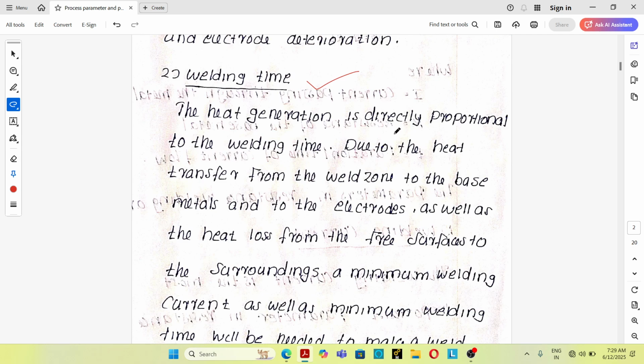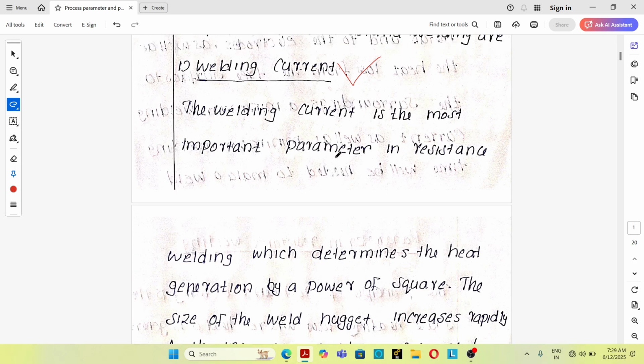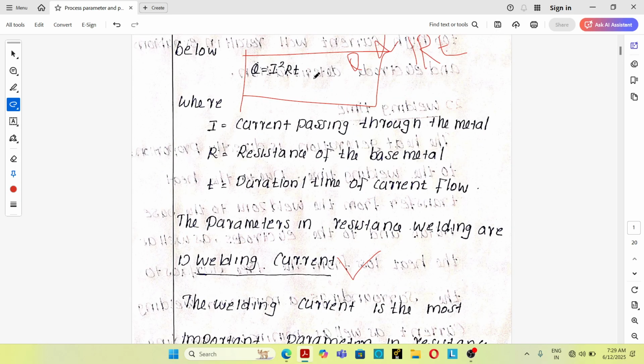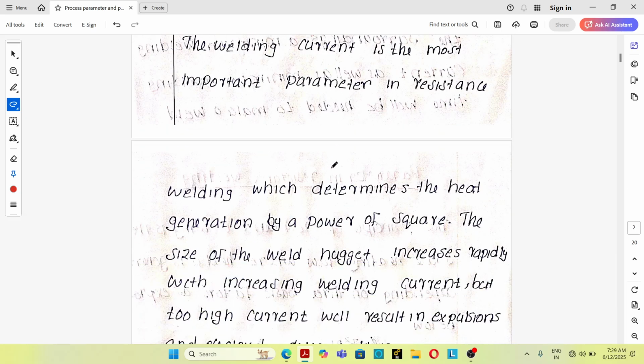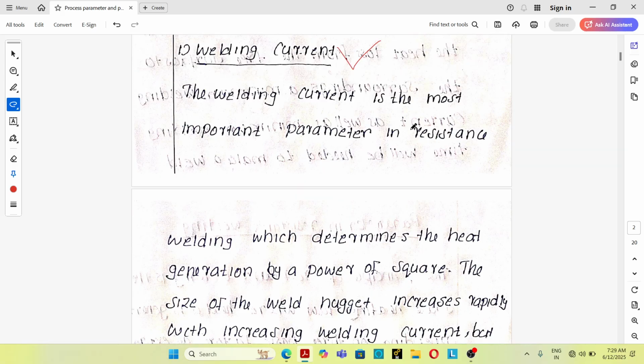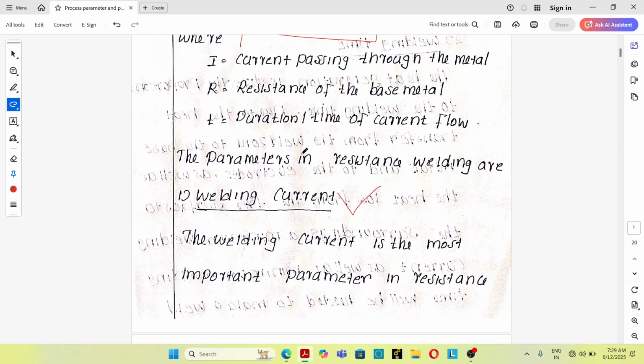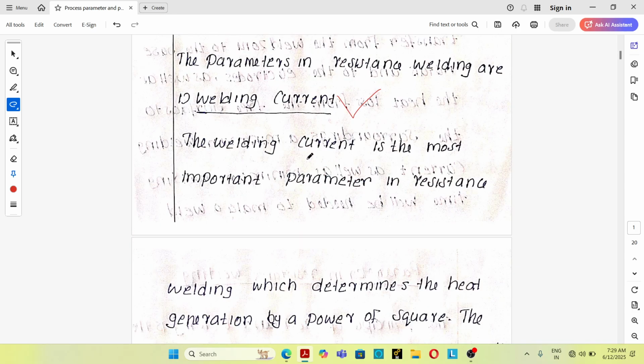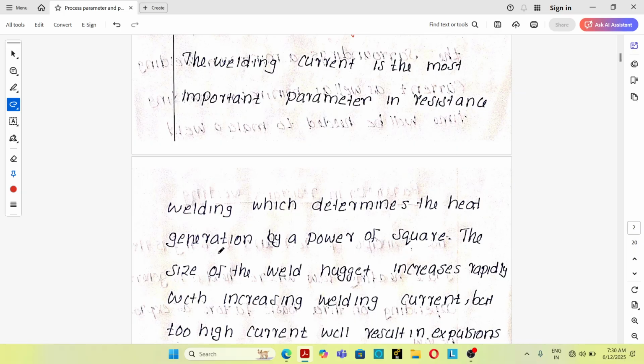See, the heat generation is directly proportional to the welding current. As per this equation, Q is equal to I square RT. The heat generation during resistance welding process is directly proportional to the welding current. The welding current is the most important parameter in resistance welding, which determines the heat generation by a power of square.